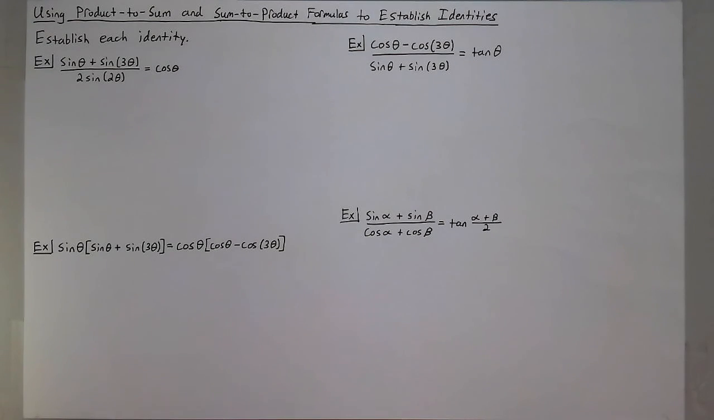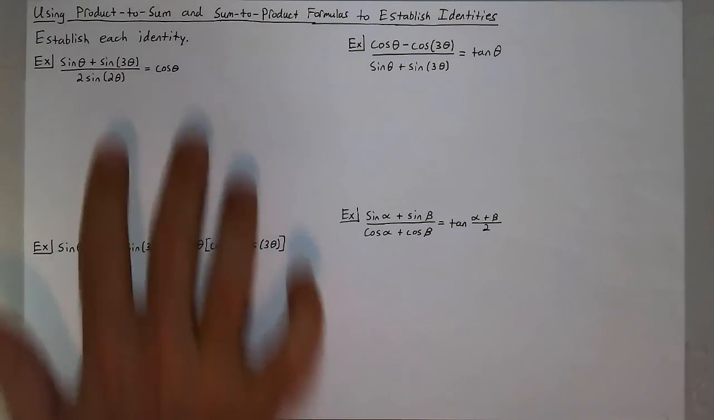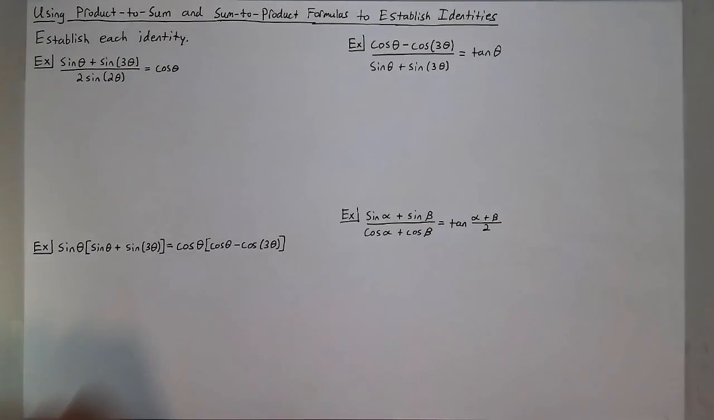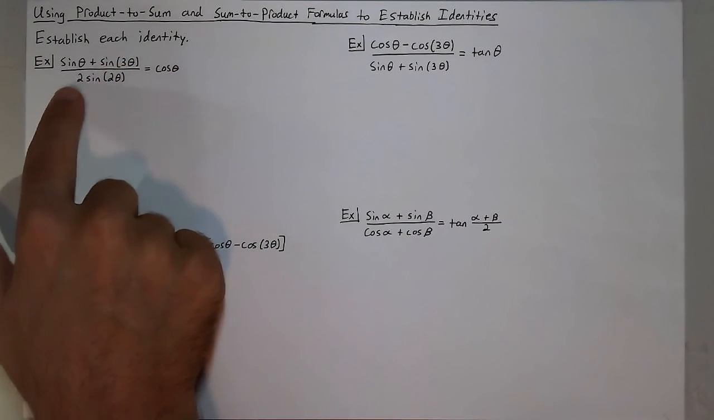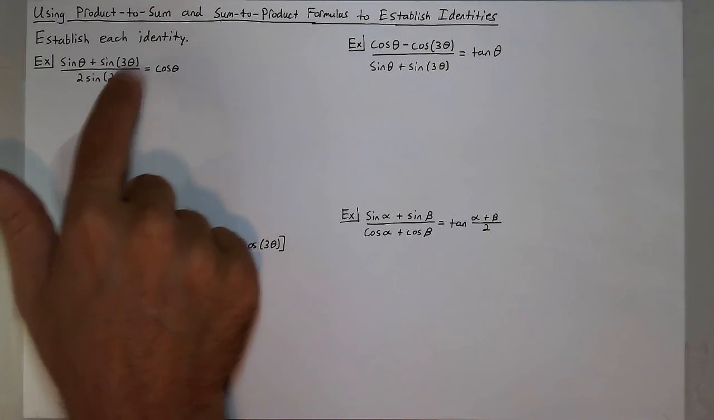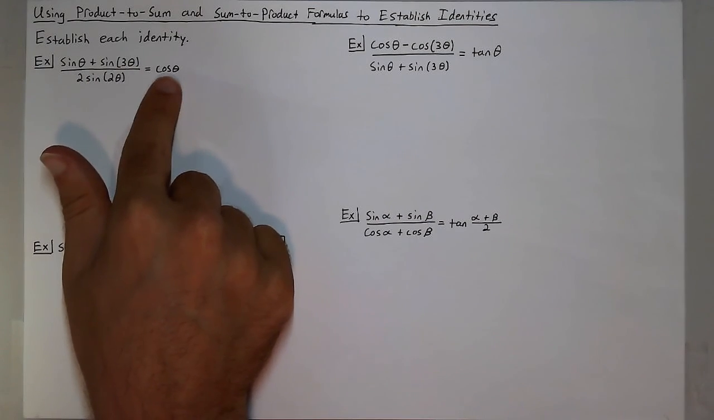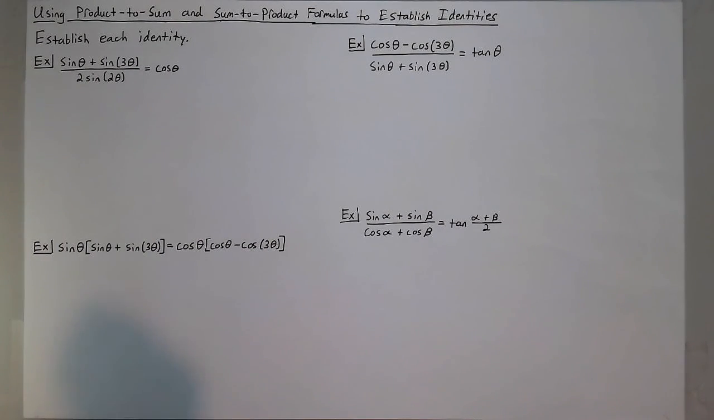In this video, we are going to learn how to use product to sum and sum to product formulas to establish identities. So we're going to establish each of these four identities using these formulas. We'll start with the top left example of sine of theta plus sine of 3 theta all over 2 sine of 2 theta simplifies to just cosine. So let's show how that is.